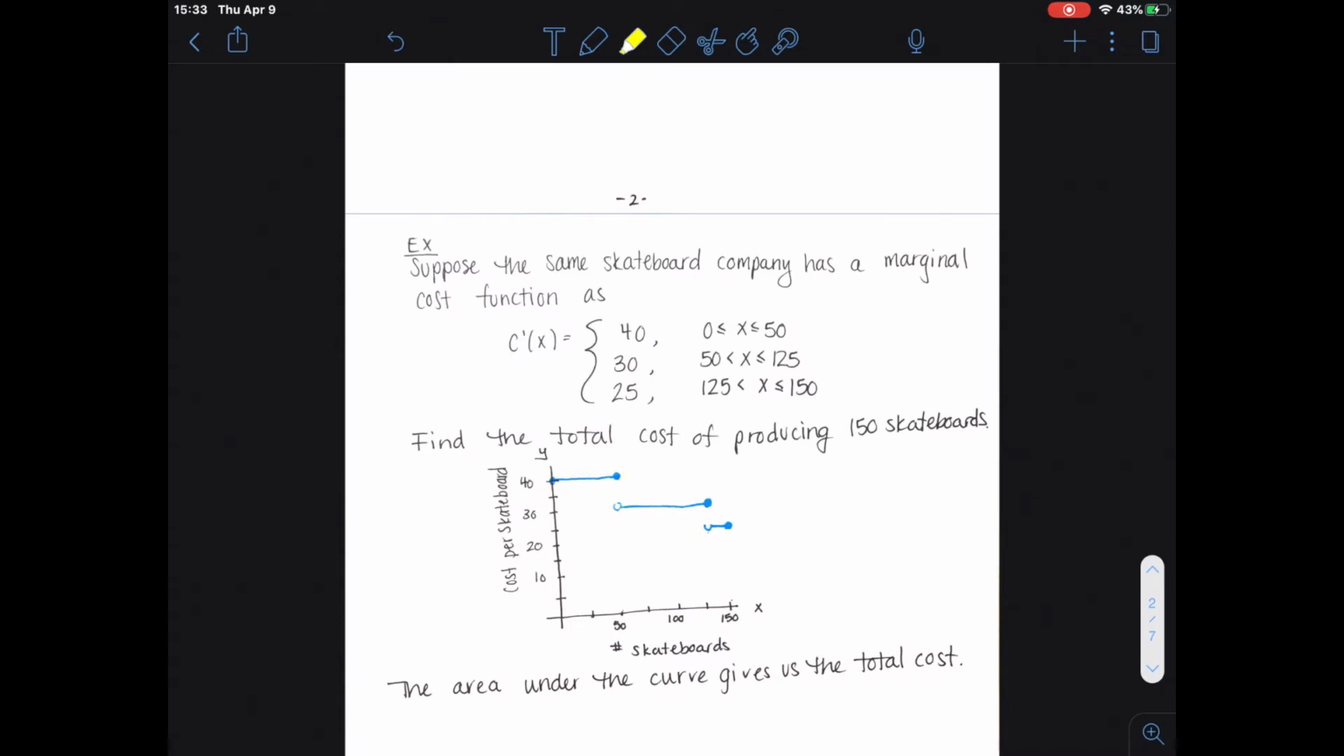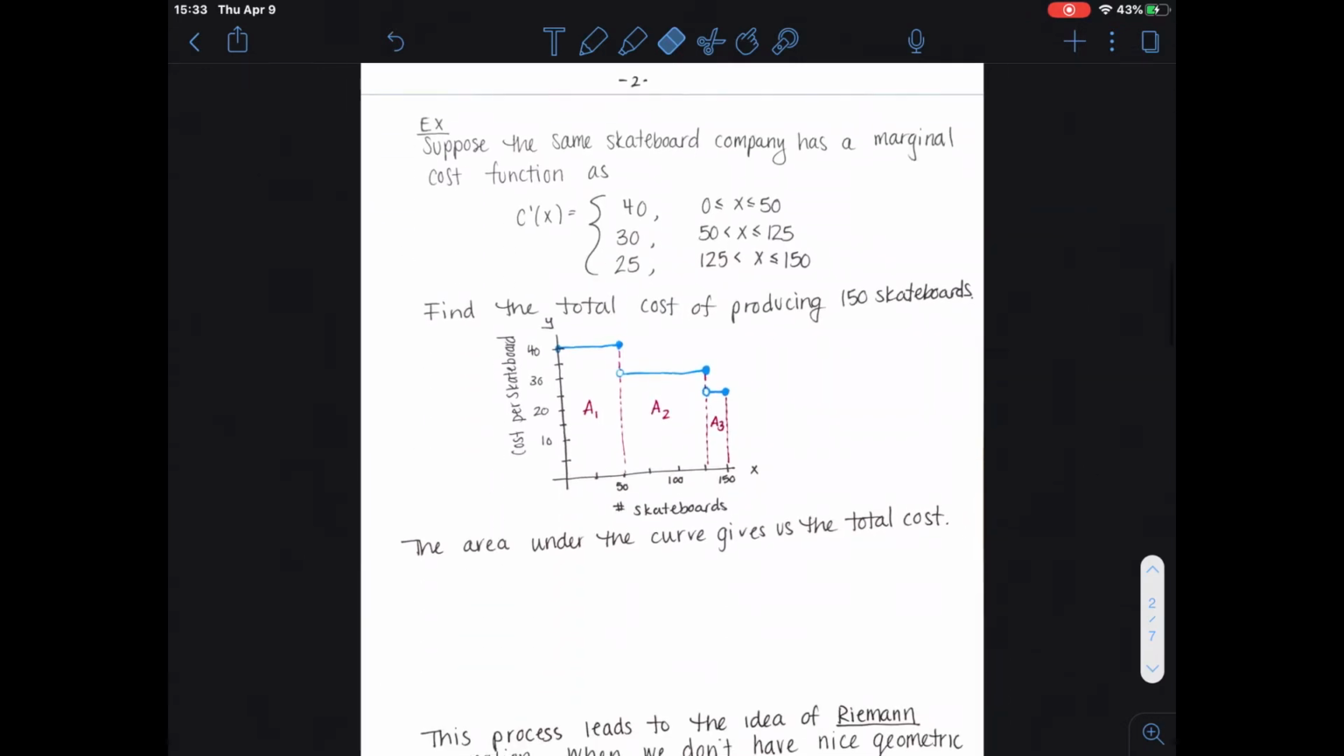So if we want to find the total cost, I need to find the area under this curve. But because we have these varying heights, it's going to be a little bit easier to break it up into pieces. So what we're going to do is look at those 3 different sections on their own. We'll find the area of each, add them together. So for this first one, the length down here is going to be 50 and the height is going to be 40. So A1 is 40 times 50, which is 2,000.